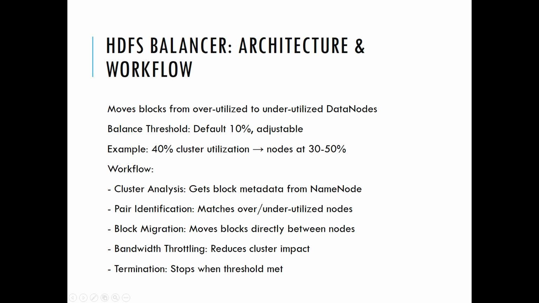Here's how the workflow unfolds. First, the balancer queries the name node to analyze the cluster's block metadata. Next, it identifies source and target data nodes for rebalancing. Then, it directly transfers blocks between these nodes. Bandwidth throttling is used throughout the process to minimize performance impact. Finally, the balancer stops once all nodes fall within the acceptable threshold range.